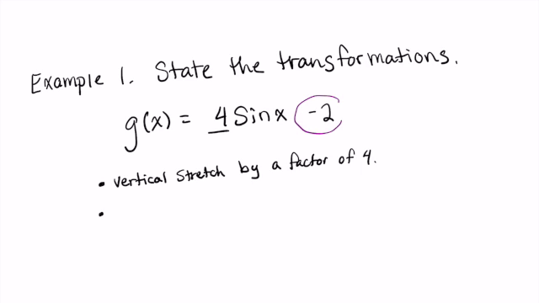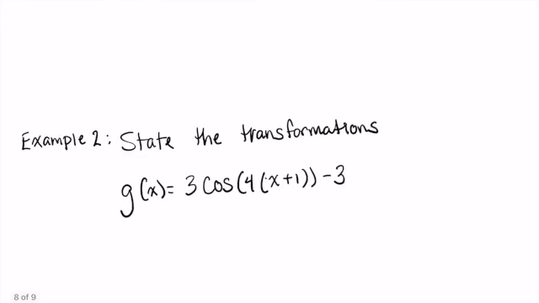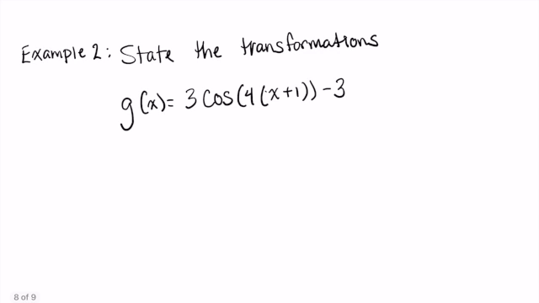Next, I'm looking at my next transformation. My next transformation falls in that value of D. Since I have -2 for that value, I know that we are going to have a vertical shift down 2 units. Because remember, if D is negative, we are going to shift the graph down. And that's it. We've covered our 2 transformations. I've stated what they are. It's that simple.